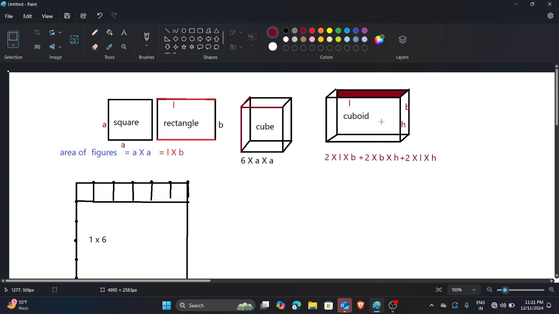Like in a question, you can say you have a room and there is no ceiling. It means you have to neglect this area, you don't count it. Suppose L into B is this, with B this and L this. You discard this portion, and now only this portion is left. This is the lateral surface area of the cuboid.